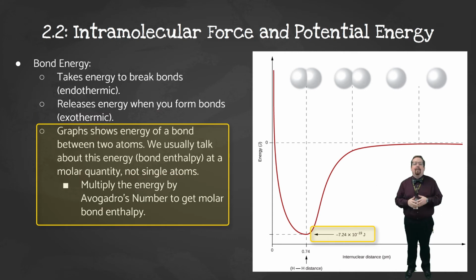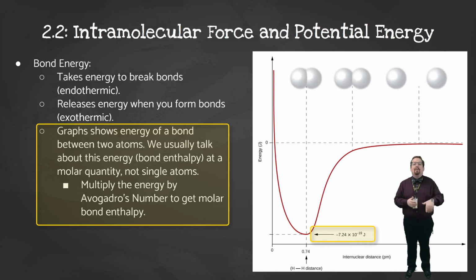When you look at the value on this graph, you see negative 7.24 times 10 to the negative 19 joules. This is the energy associated with one single bond between these two atoms. That's a really small number to talk about. So usually when we talk about bond energies, we talk about the energy associated with a mole of each of those bonds, not just one single bond.